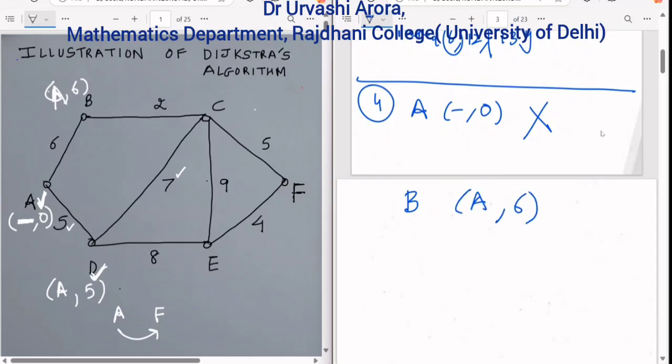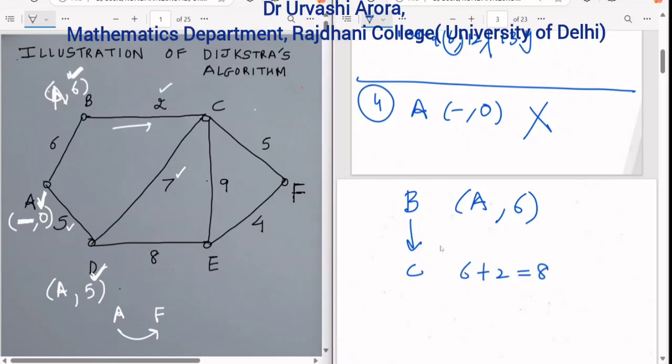And let us find out all the neighboring vertices of B which have not received a label. Now one neighbor of B is A, but A has already received a label. The other neighbor of B is C, and C has not received a label. So if you travel from B to C along the edge BC, then the distance traveled will be the distance traveled so far, which is 6 plus 2. So this will be 6 plus 2, which is 8.